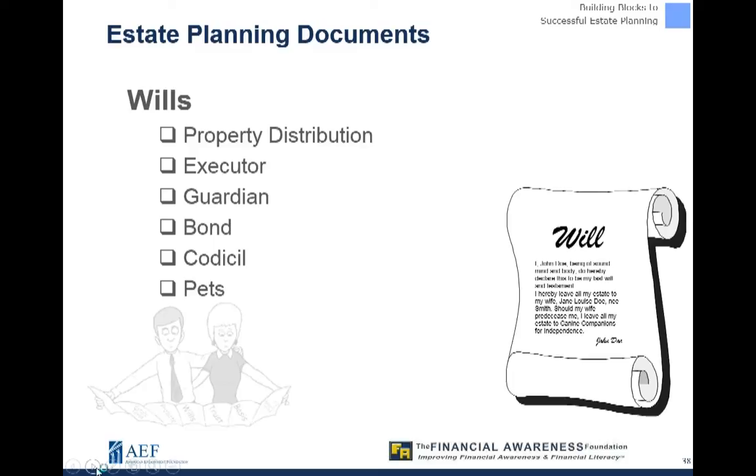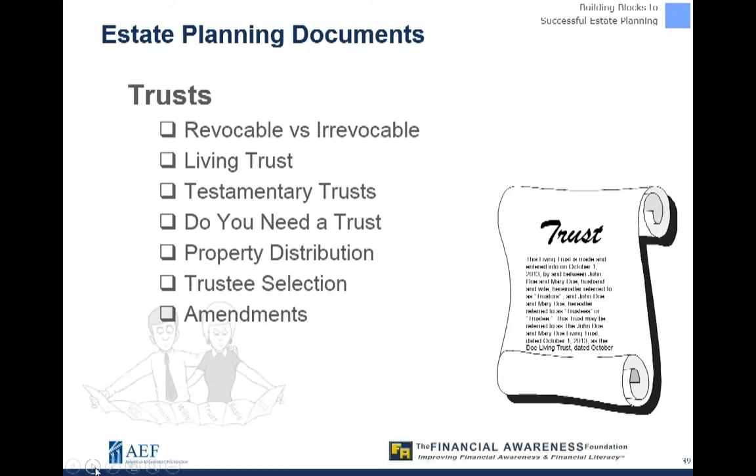Certainly a will, certainly a financial power of attorney, certainly beneficiary designations where appropriate, certainly health directives. And then a trust could be a core document depending on someone's objectives, and that would come out of that conversation with the client. That's exactly right.